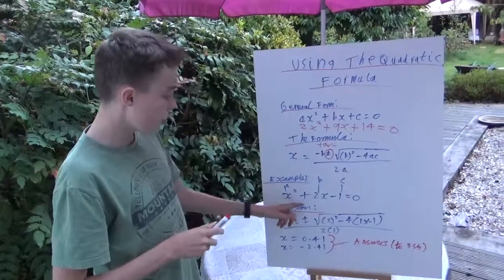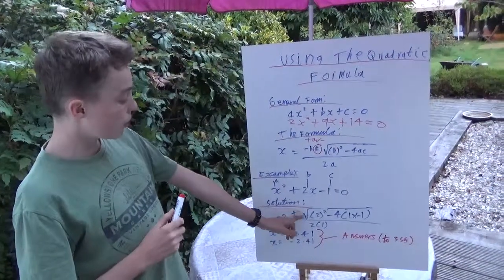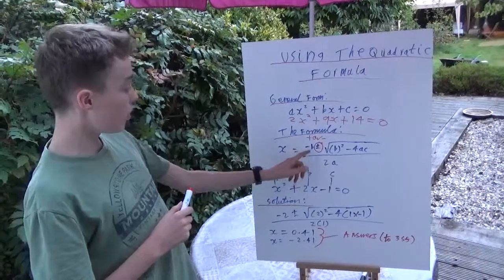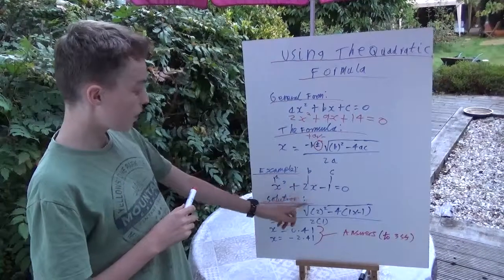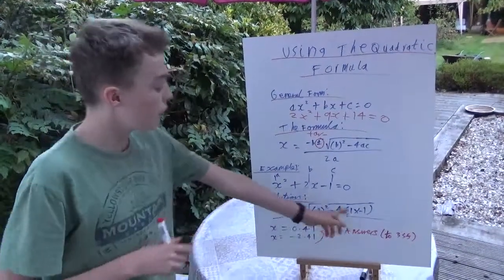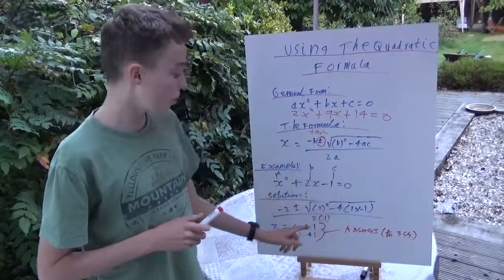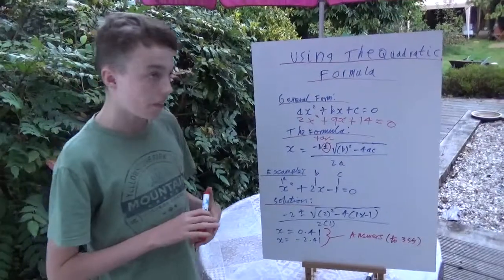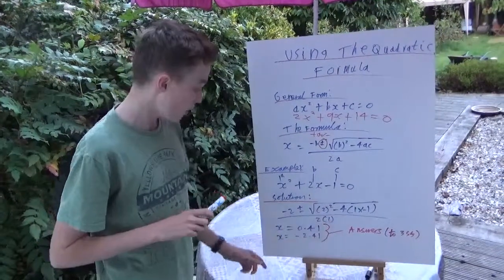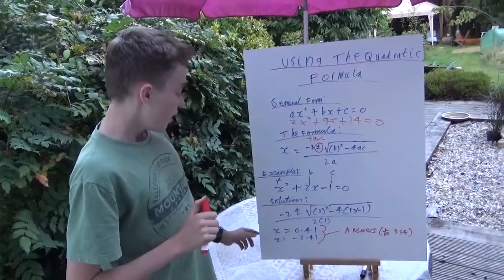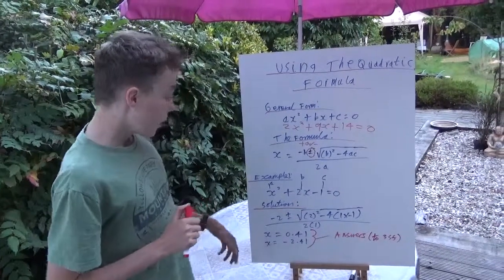Then it'll be the square root of b squared, so b was 2, 2 squared, minus 4ac, so in this case a was 1 times c, which was minus 1, all over 2a, and a was 1.